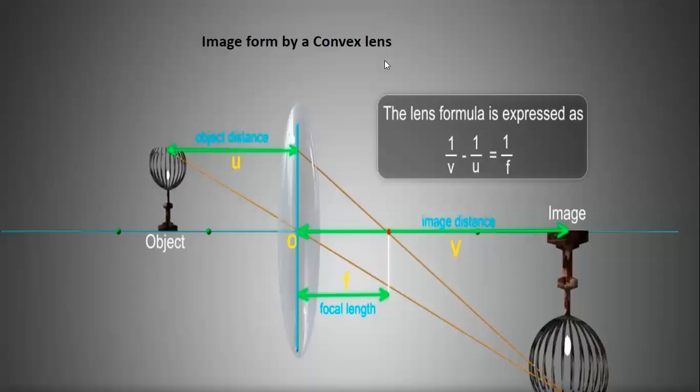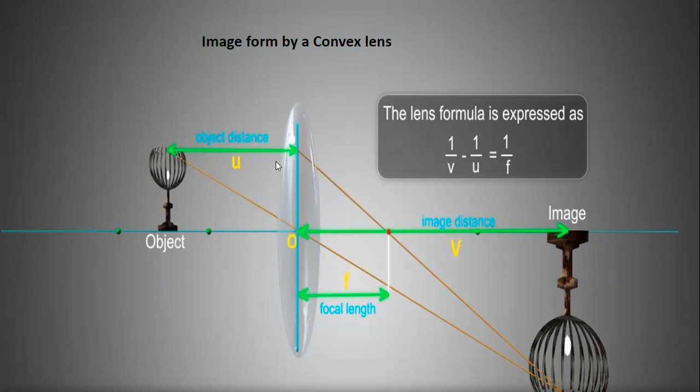This is one image formation, image formed by a convex lens. This is your convex lens of certain diameter, which will describe its focal length. You have object at one side, the image is forming at the opposite side. The image is real because we have a proper real refracted ray for the image formation. However, the image is inverted.